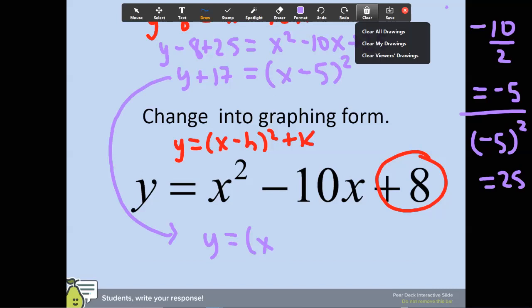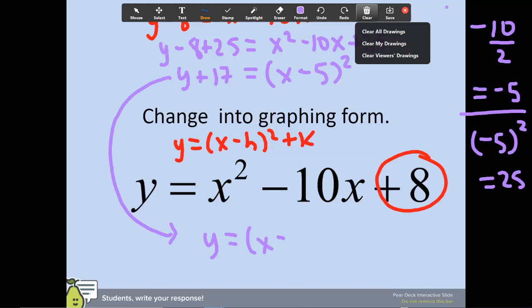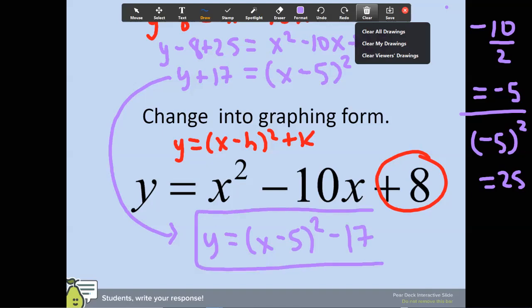X minus 5 squared minus 17, and that's your answer.